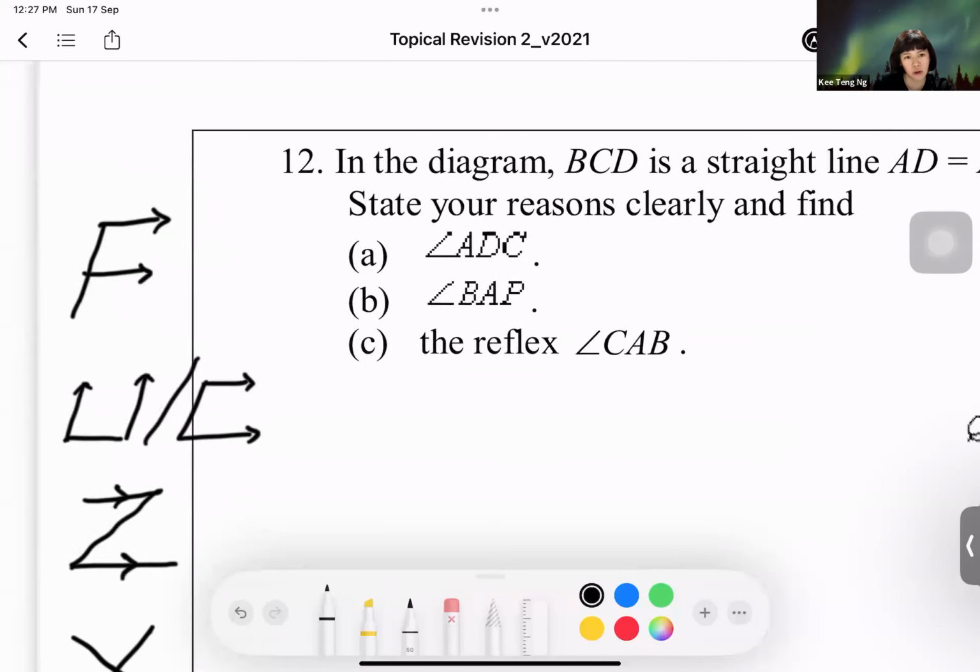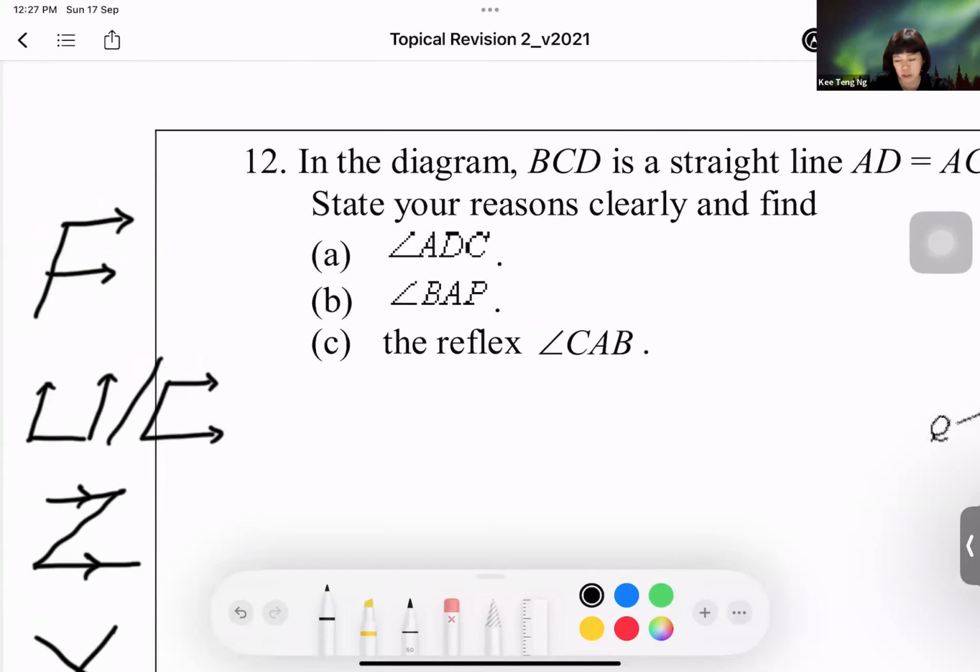For the first one, for letter F, they are corresponding. These two lines are parallel, right? And we have a pair of corresponding angles over here. So this is called corresponding angles. We must remember to state that it's corresponding angles on parallel lines. If not, then it will not be considered that they are equal. It's because they are parallel and they are corresponding. That's why they are equal.